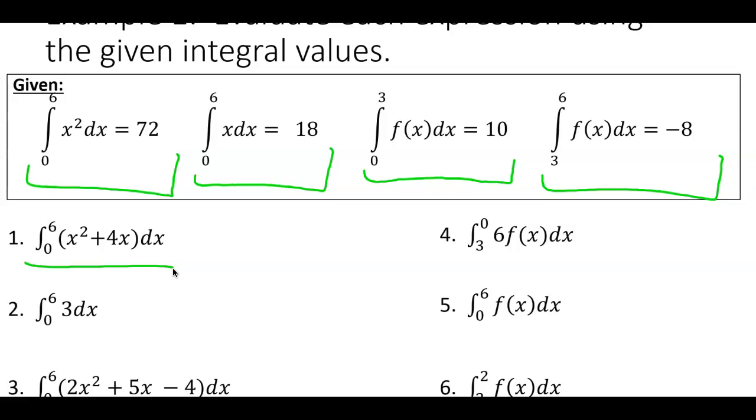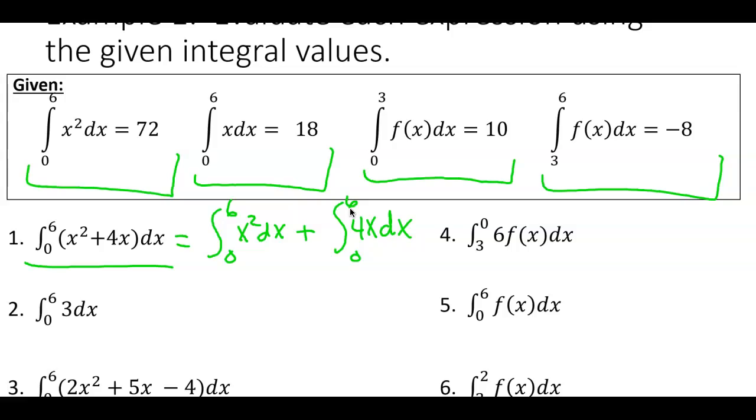What's up, Birdster? What would you do first? Well, number one, you can split it into the integral of x squared from 0 to 6, which we already know to be 72. Good. And then the integral of 4x from 0 to 6, which, as we know from property 3, you can just quadruple 18, and you'll get the answer.